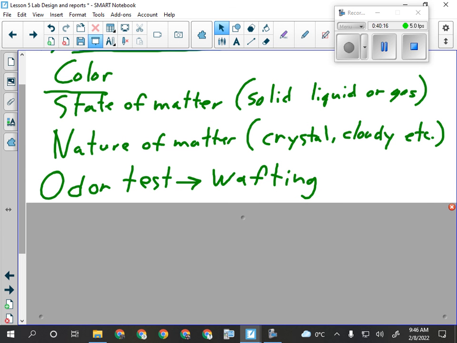Okay, an odor test. Does it have a smell? If I've got a clear liquid that smells like hand sanitizer, it's a pretty good bet it's got alcohol in it. That could be an easy one. So the odor test could be important. Those would be the first tests that we would run.